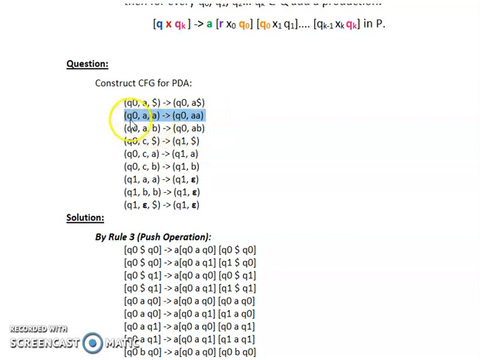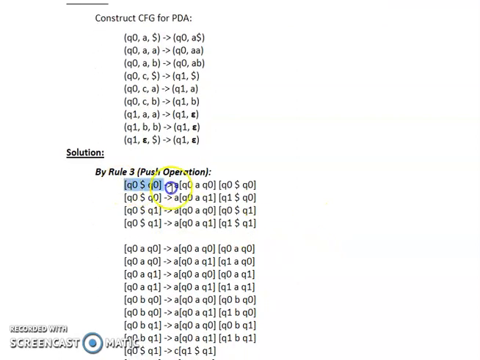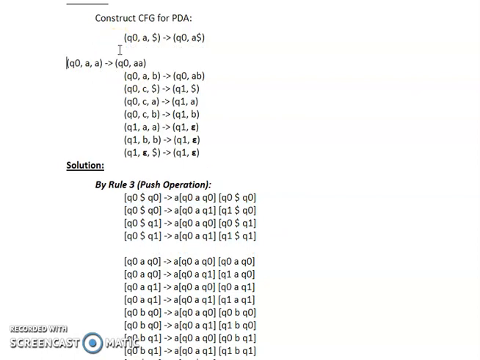So for the next transition, let's put an enter over here so that you are not confused. So these 4 productions are done. Now we are talking about the second transition that is provided over here as Q0 A A, then Q0 A A. Now as you can see, there are 2 symbols in our stack. That means there are 4 possible combinations. So these are the 4 possible combinations.